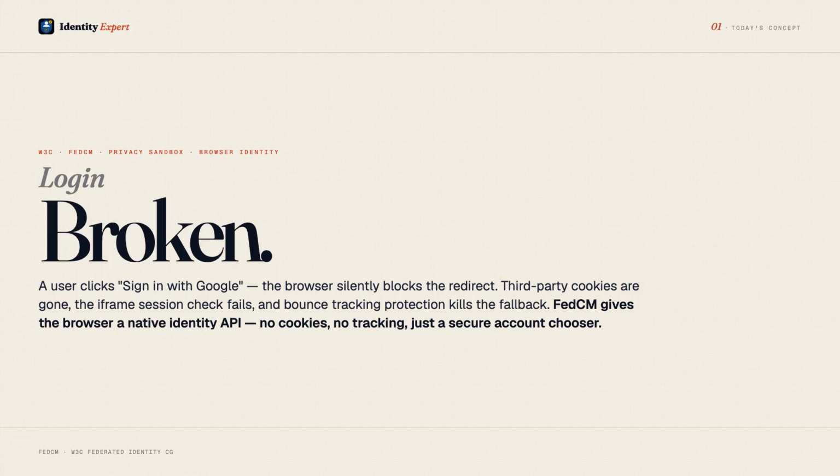The site falls back to a full-page redirect, but the browser's bounce tracking protection flags the redirect chain as a tracking pattern and blocks it too. The user sees a broken login page. No error message, just nothing happens. This is not a hypothetical.